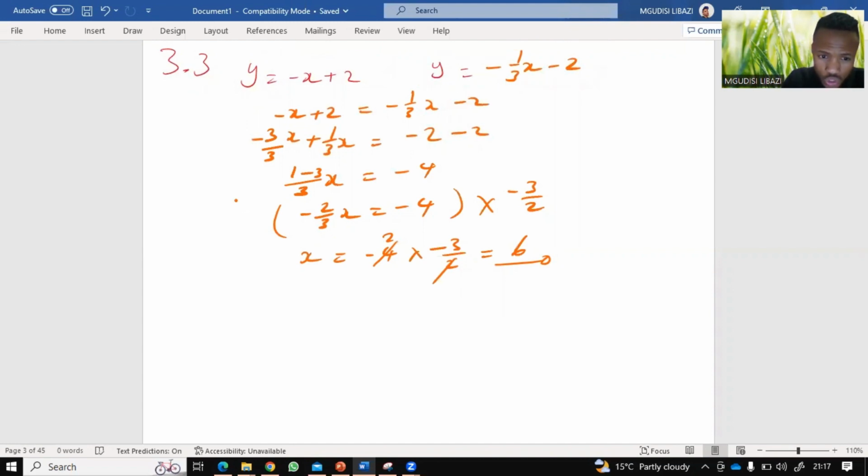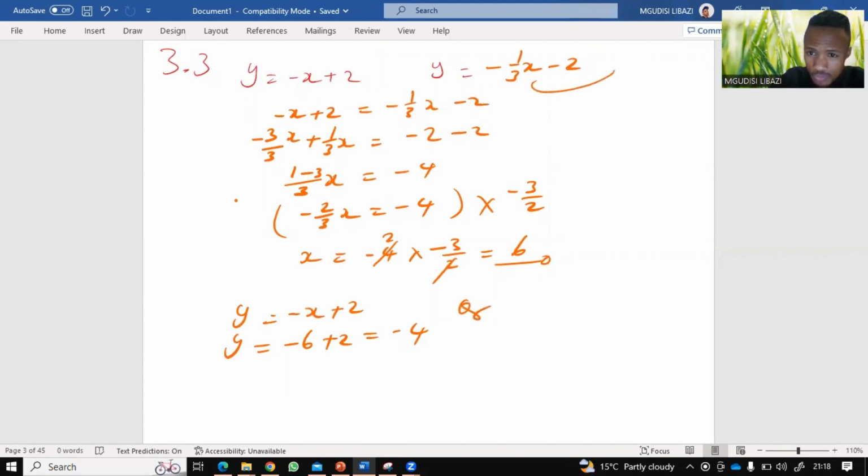So we're going to say y is equal to negative, in place of x, if you are using the negative x plus 2, in place of x we're going to say negative 6 plus 2, which gives us negative 4. Or if we're using this equation here, we're going to say y is equal to negative 1 over 3, and then we multiply that by 6 and then minus 2.